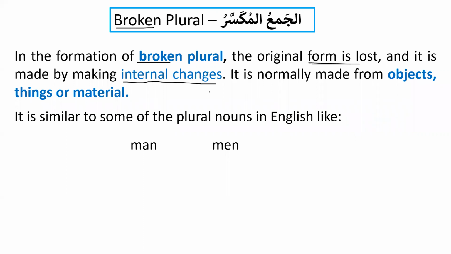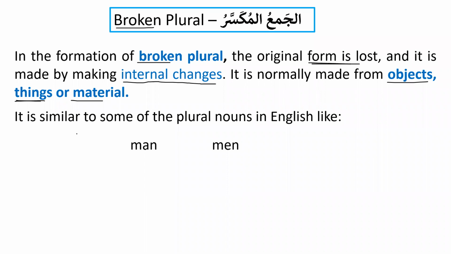However, Arabic is a very mathematical language, and for everything, we have a way of how to learn it. So how to make it, or where it is made from? It is generally made from the objects, from the things, or from material. So the sound plural is made from the adjectives, whereas the broken plural is made from objects, or from things, or from material.